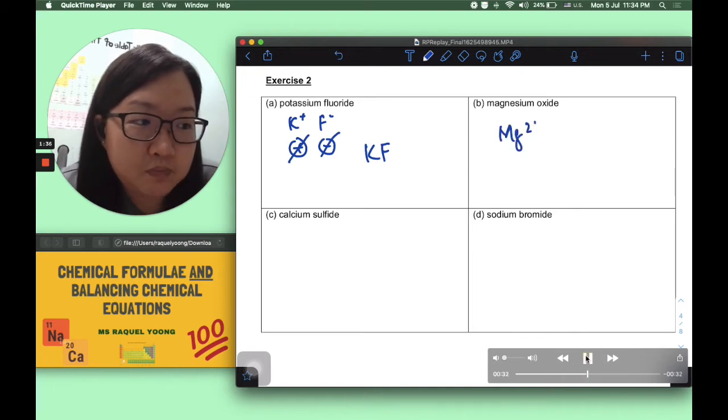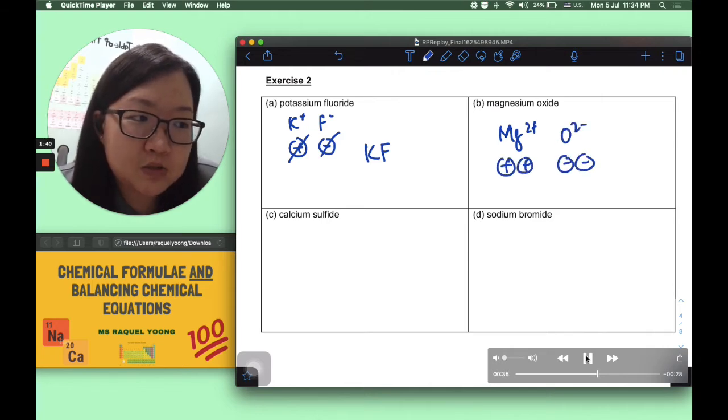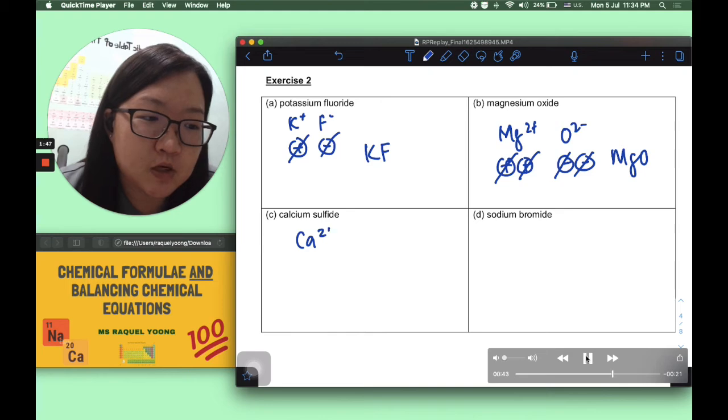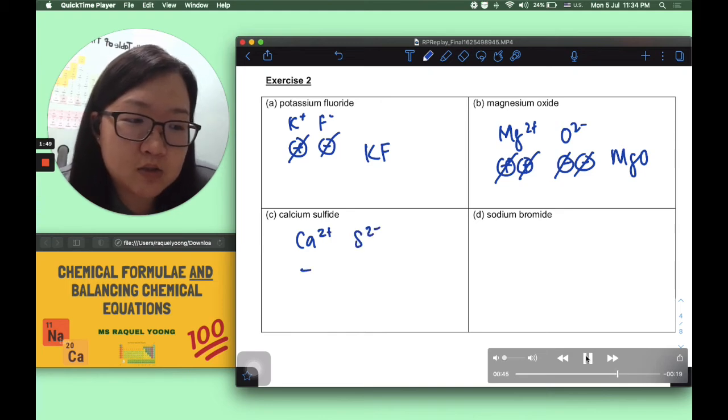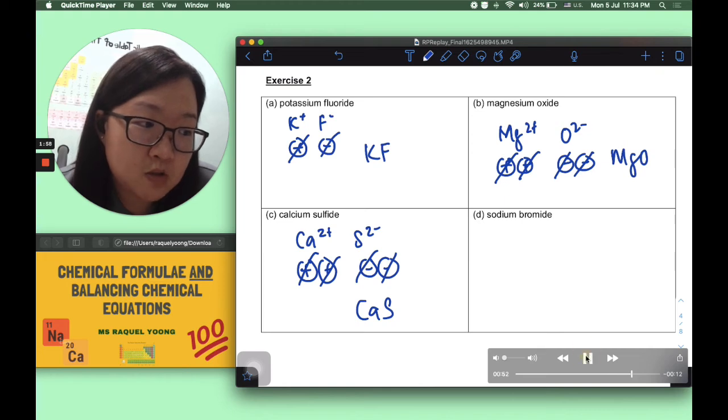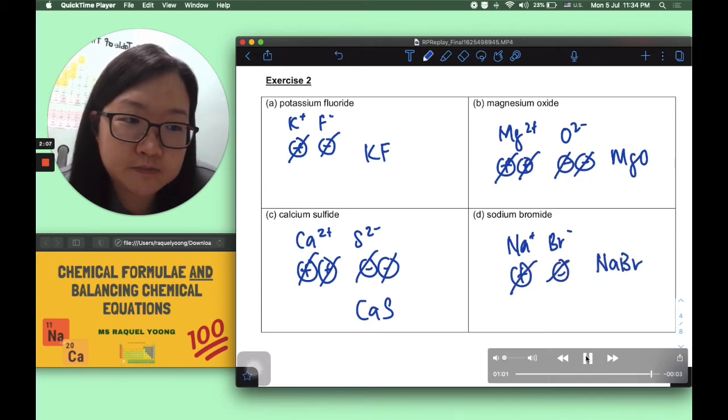Likewise for B, magnesium is Mg2 plus, oxide is O2 minus. 2 plus, 2 minus, it cancels out perfectly, so it's MgO. Part C, calcium sulfide, Ca2 plus, S2 minus. Okay, you see the drill, right? So 2 plus, 2 minus cancels out perfectly, so it's 1 unit, 1 unit, so CaS. Likewise, part D, Na plus, Br minus for sodium bromide. Cancel, cancel, NaBr.